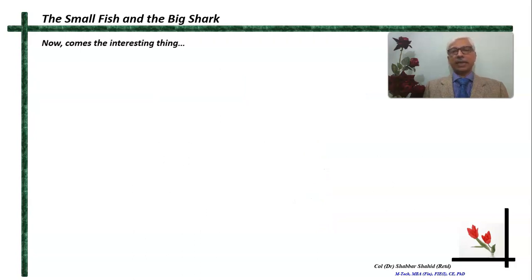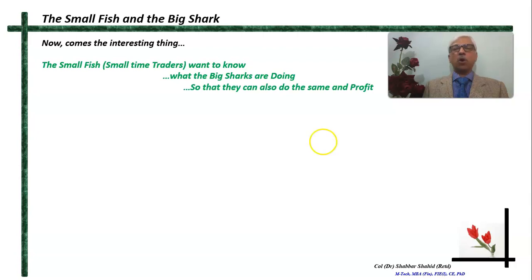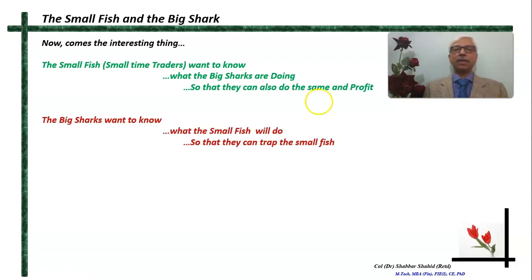Now comes the interesting thing. You see, the small people like you and me, the small fish, we want to know what the big sharks are actually doing. Why we want to know that? We want to know that so that we also can do the same thing and profit like them. Very simple, isn't it? But at the same time, the big sharks also want to know what people like you and me are going to do. They don't want to know what we are doing. They want to know what we will be doing.